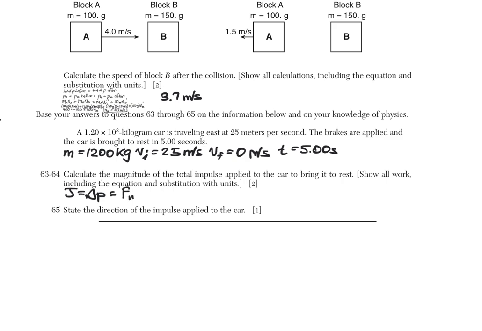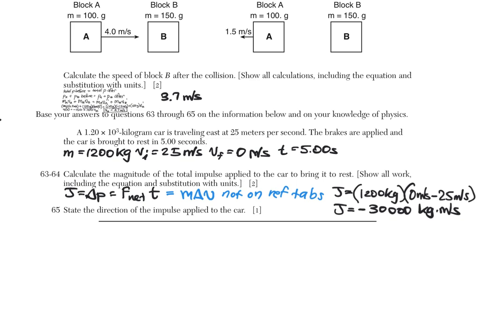it's net force times time, but it is also equal to m delta v, and that is the part that is not on the reference tables. And that's the version we're going to need. So yeah, the impulse winds up being 30,000 kilogram meters per second. It says the car was traveling east, so the negative there makes it west. But it just says magnitude of the impulse, so we don't actually need the west. We just need the 30,000.